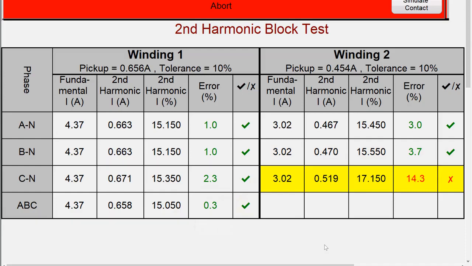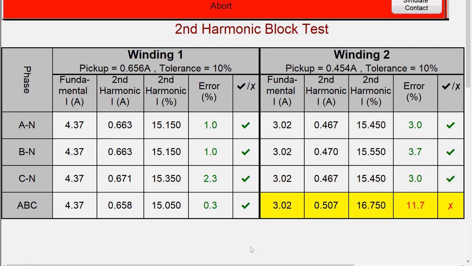And all these tests, you can perform just a 3-phase test or a single phase test. It's your preference. You can pick and choose these tests that you're performing. You don't have to be performing all the tests, but it is recommended that you perform all these tests when you're doing the harmonic block. But you have the option to pick and choose if you don't want to run through all these tests from both winding 1 and winding 2.